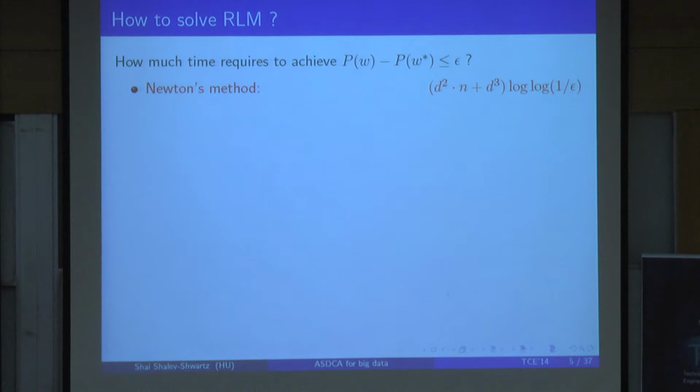Okay, so let's think about the common approaches to solving this problem. We would be very happy with an approximate solution. So we want to ask how much time it requires to find a solution W such that P of W minus P of W star, where W star is the optimal solution, is smaller than epsilon. So one popular option is Newton's method.